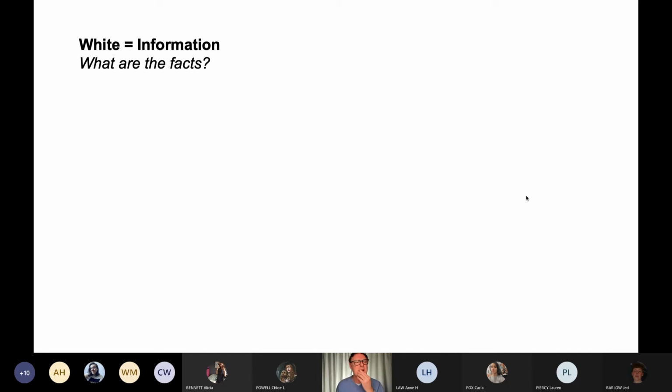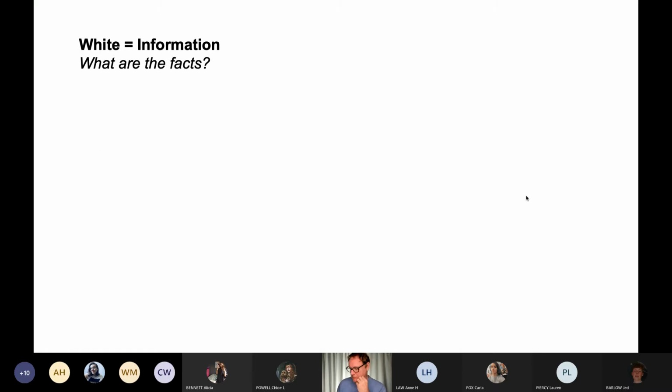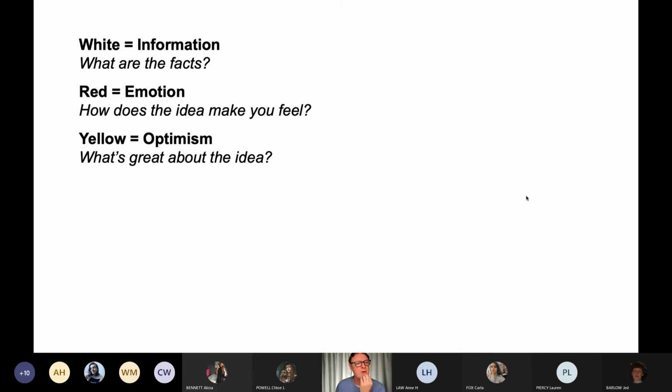Let me explain more. Information: what are the facts relating to that project? It's almost like the sheet that I gave you. Emotion: what does the idea make you feel? Optimism: what's great about the idea? From a positive perspective. And from a pessimistic perspective: what's wrong with the idea?